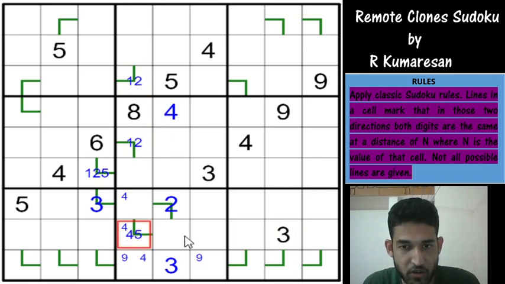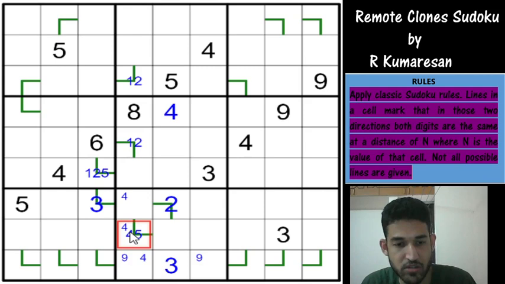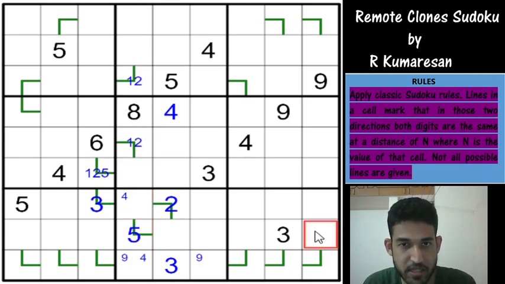So if it is a 4, 1, 2, 3, 4, the fourth cell from this direction will also be 3, right? But this is an 8, 1, 2, 3, 4. So which means that this is not a 4, so that becomes 5. And the fifth cell from this direction is 1 or 2, which means that this cell also has to be 1 or 2. And both of these would have to be equal. We just need to remember that. Seems to be a very interesting Sudoku, guys.